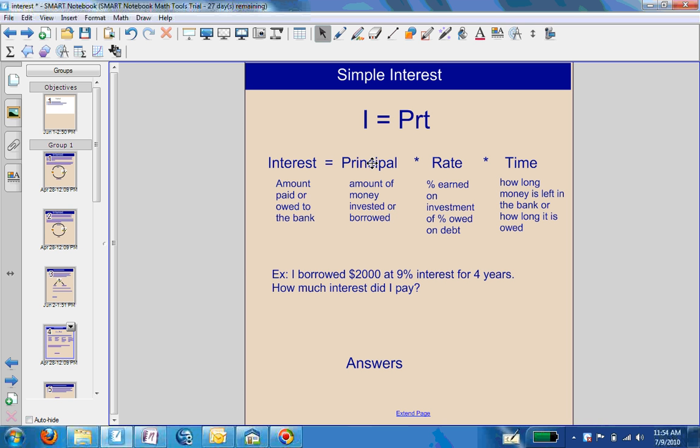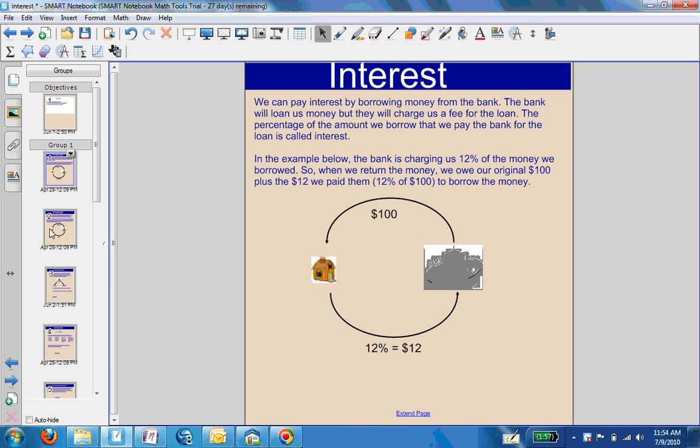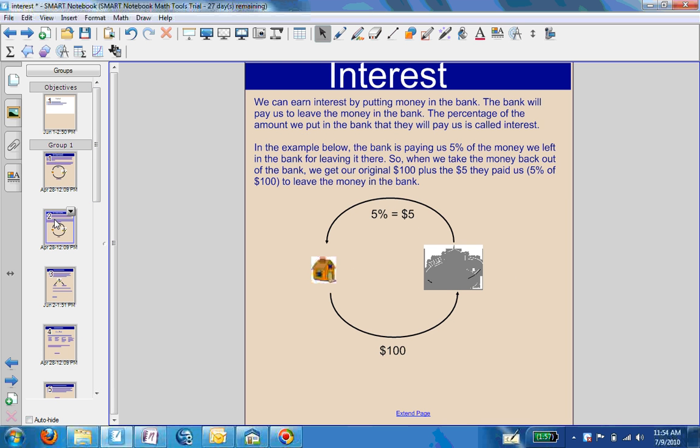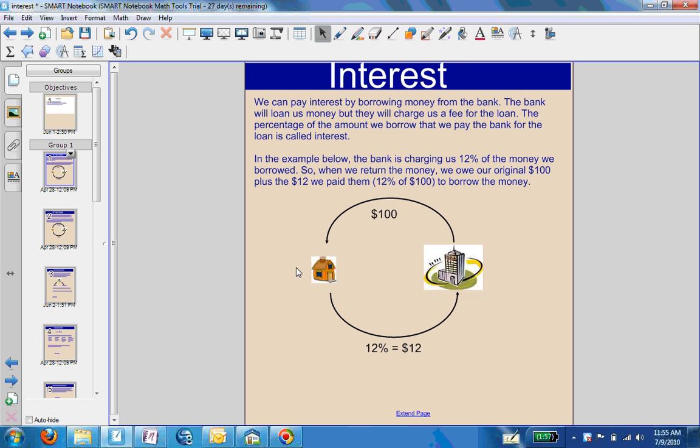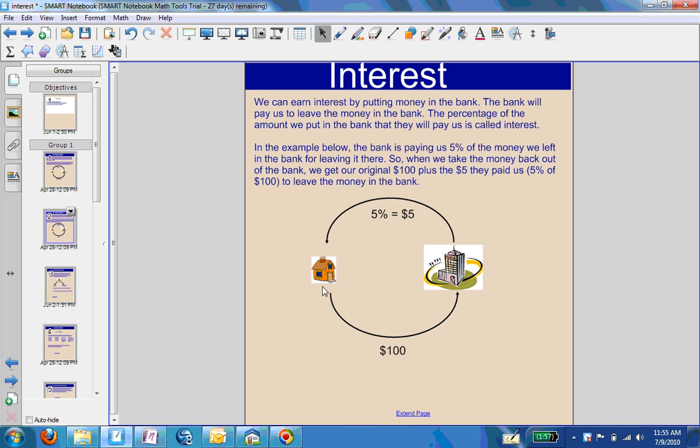The principal is the initial amount of money we start with. So in both examples before, $100 was our principal. That's the amount we started with. The rate is the percent that we earn or the percent that we owe. So in the first example, 12% was our interest rate. In the second example, 5% was our interest rate.